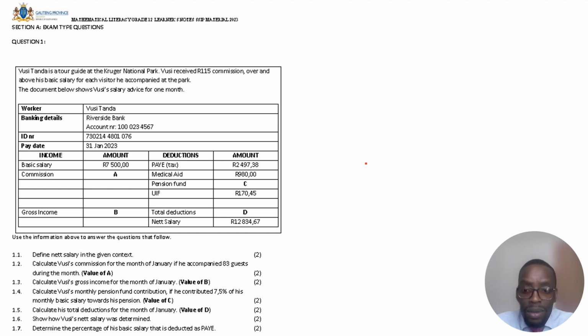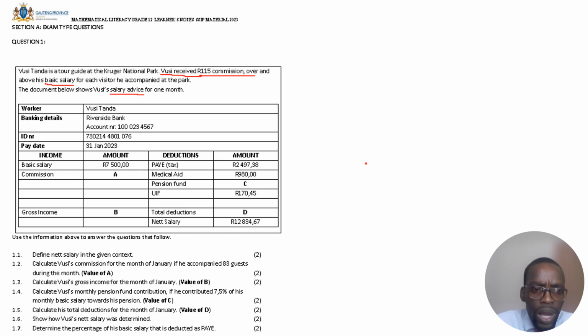And with us here, I'm sharing with you, this one is a pay slip, and, yes, read here where it's written a salary advice. So this one is a pay slip. Okay, now who is the recipient of this pay slip? We are told that it's a Vusi who received a pay slip here, and then we are also told that Vusi is also going to receive 115 commission over and above his basic salary.